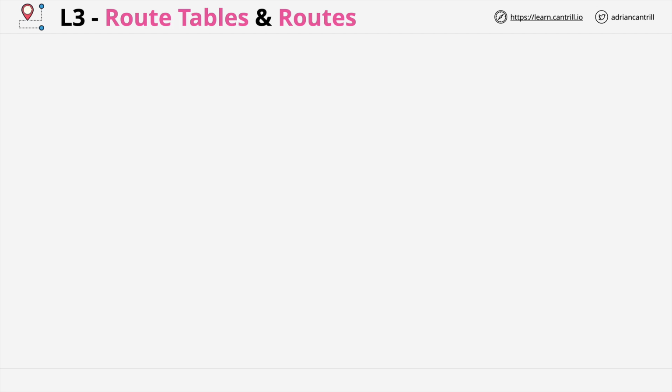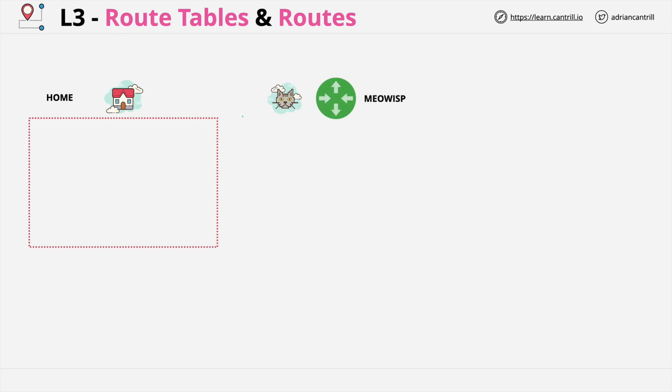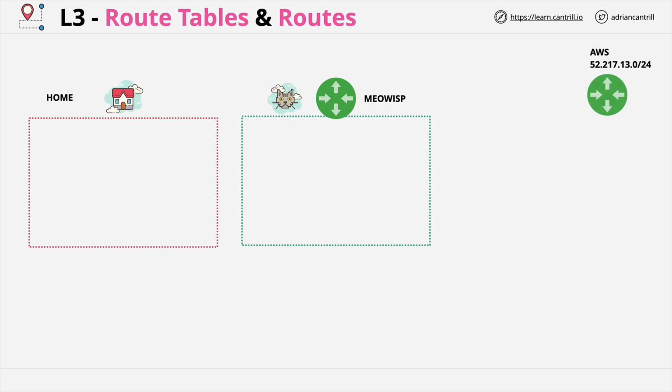Let's step through a simple example. So we start with our house on the left. Next we have our internet provider known as an ISP or Internet Service Provider, and let's call this Meow ISP, and then we have three destination networks. We have AWS, our ISP's upstream provider, and then Netflix.